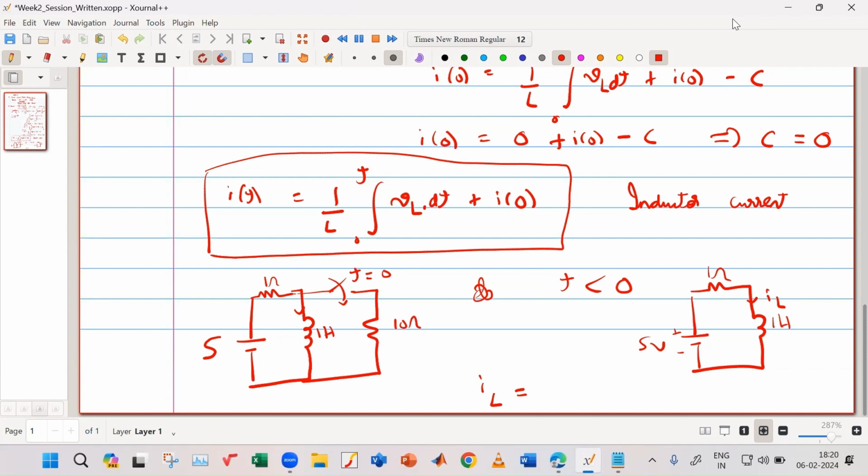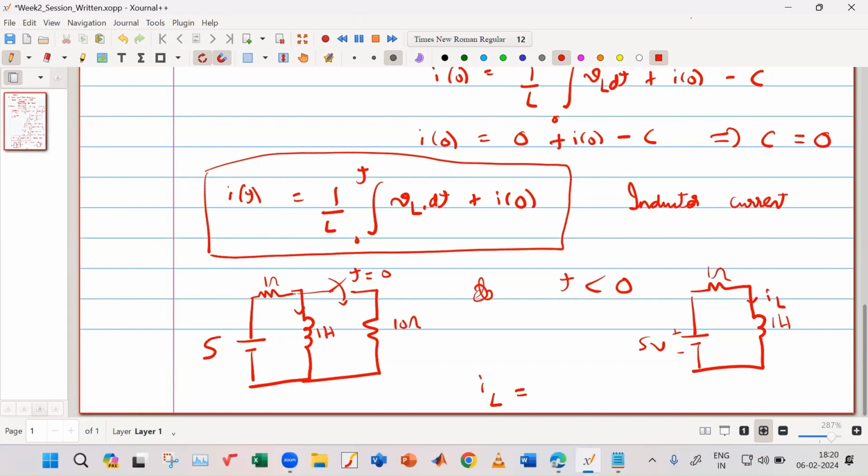When there is charging current, the charging current is E by R whole into 1 minus e to the power minus t by lambda. So from t, when the charging current flows, i(t) equals I0, or E by R, whole into 1 minus e to the power minus t by lambda. Okay, you're thinking in those terms.